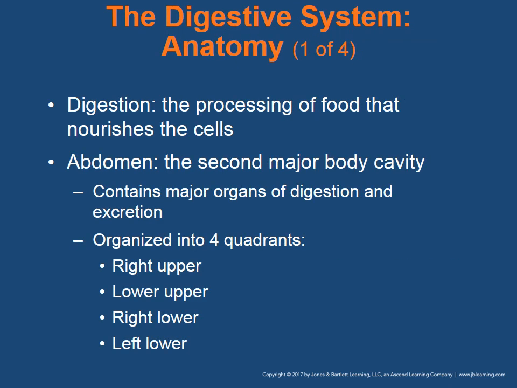Next up, we have the digestive system. Anatomy. Digestion, the process of food that nourishes the cell. Processing. Abdomen, the second major body cavity, contains major organs of digestion and excretion, organized into four quadrants: right upper quadrant, right lower quadrant, left upper quadrant, left lower quadrant.